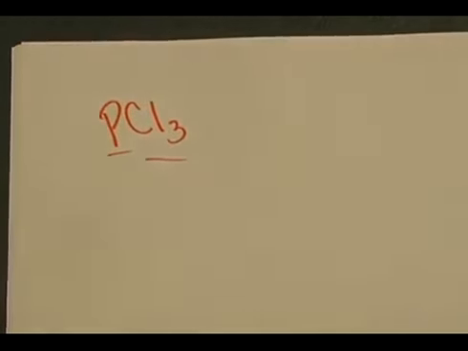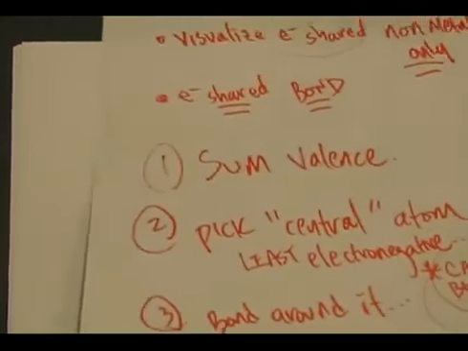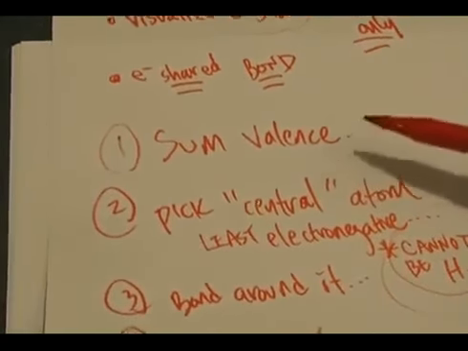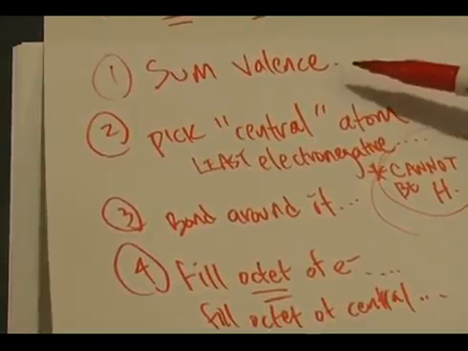First of all, sum the valence electrons. Remember, that's the first step. Have these rules in front of you. If you haven't written them down, go back in the video and write them down so you've got them, because they're not going to be on the screen all the time. Sum the valence electrons first.